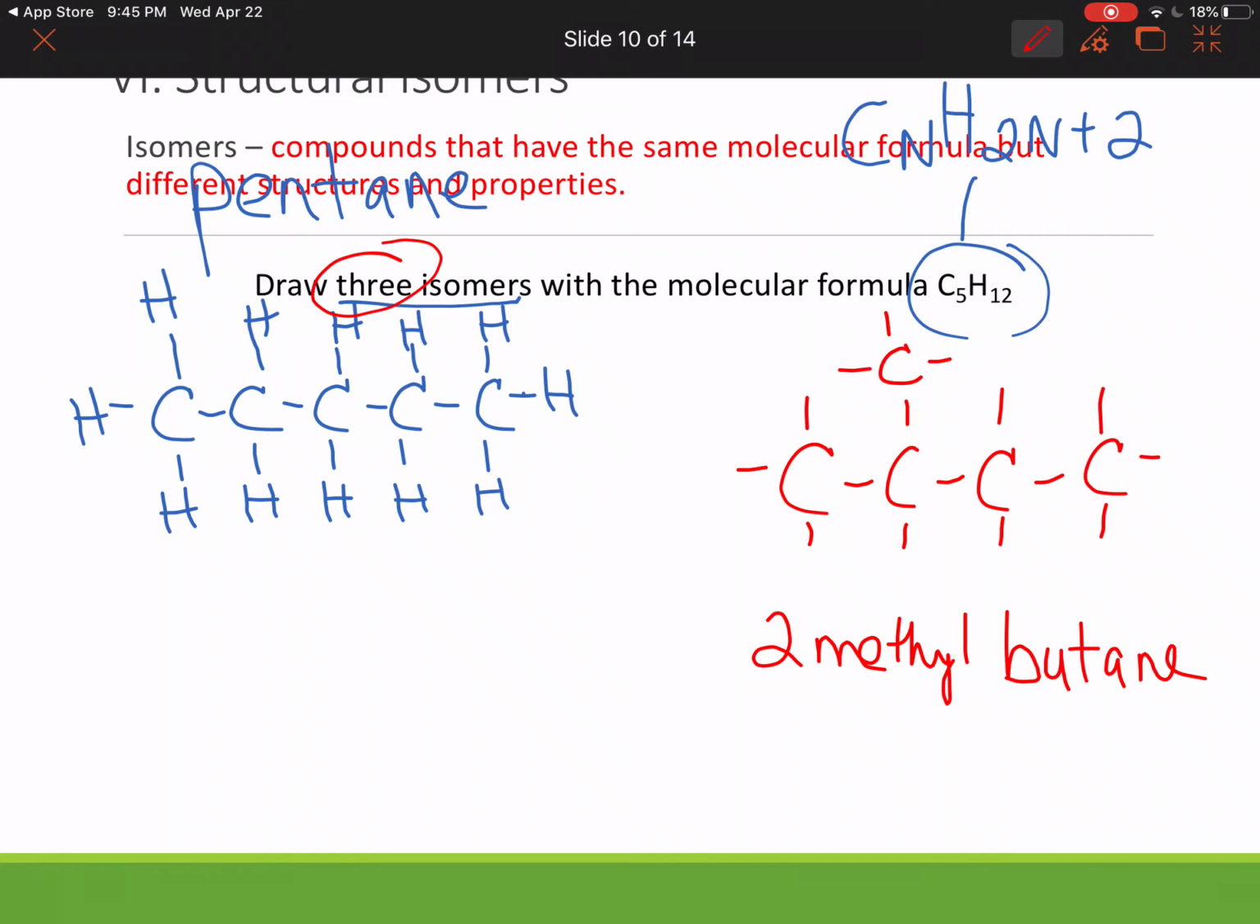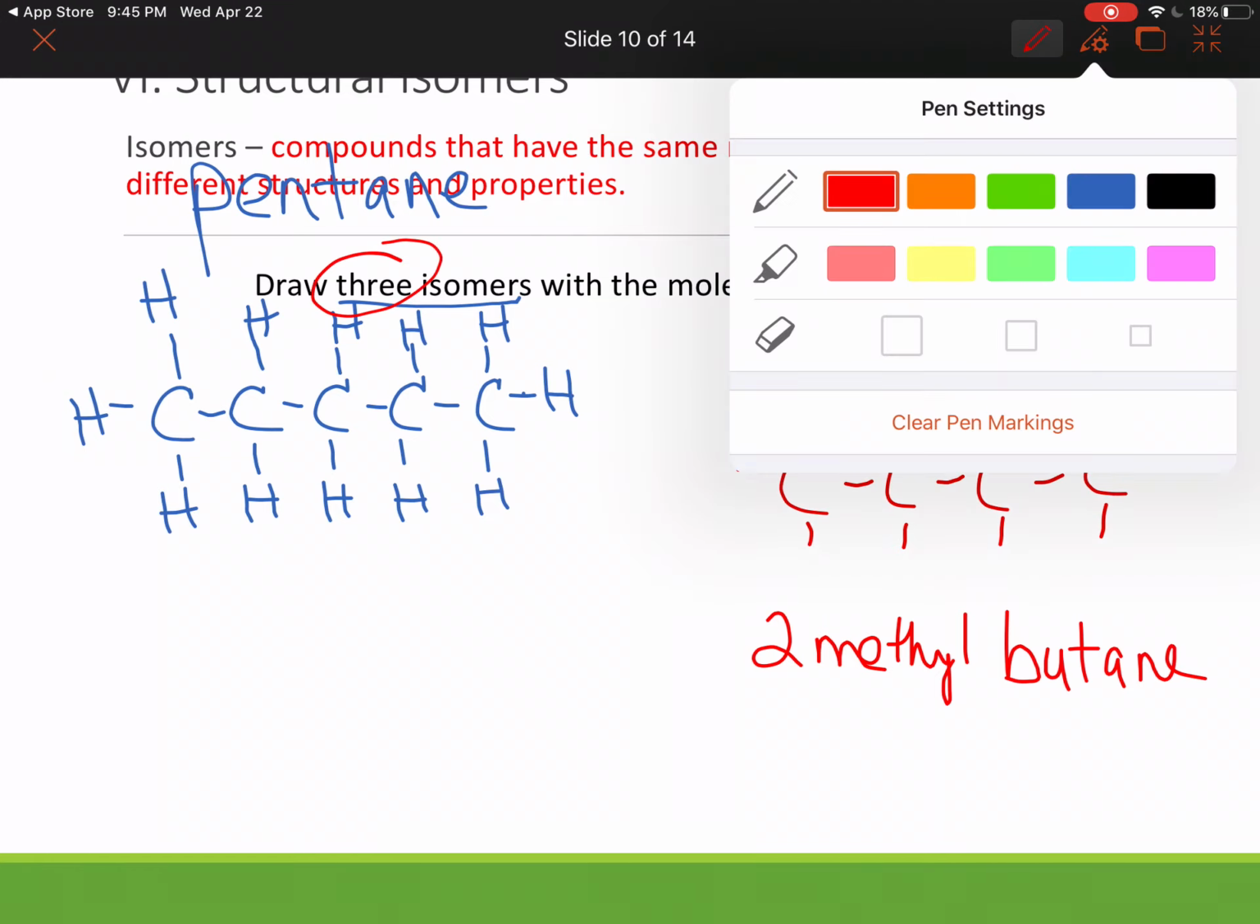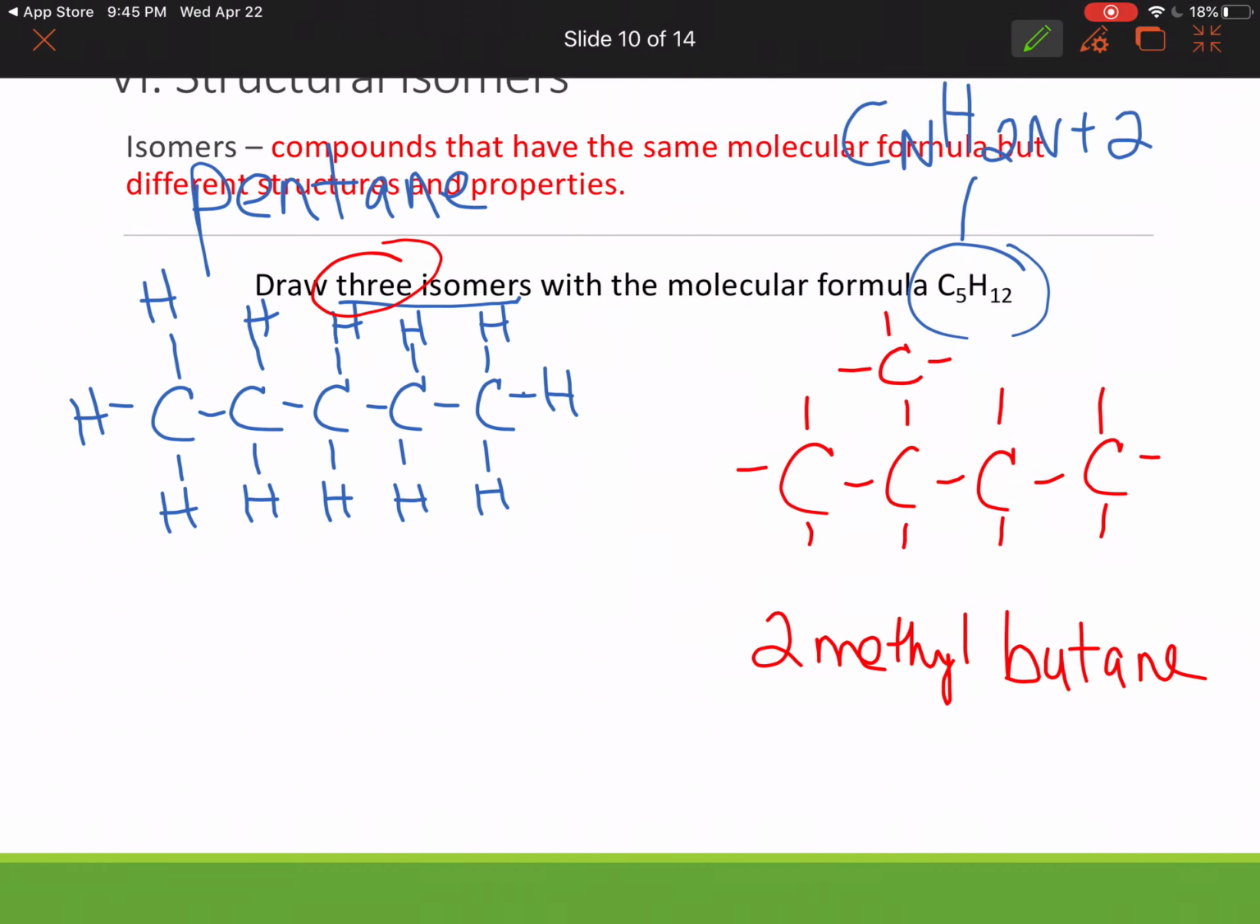Okay. Now, we still have 1 more isomer we can draw. So we need 3 isomers here. So let's keep going. Let's see if we could figure something else out. So let's pop off this carbon like we did, and let's move it. All right, I'm going to show you another wrong thing that people do. So we have 1, 2, 3, 4. Let's put the carbon over here, right?